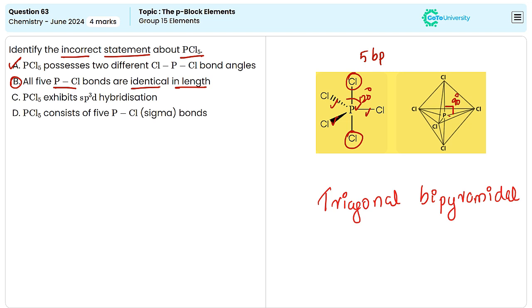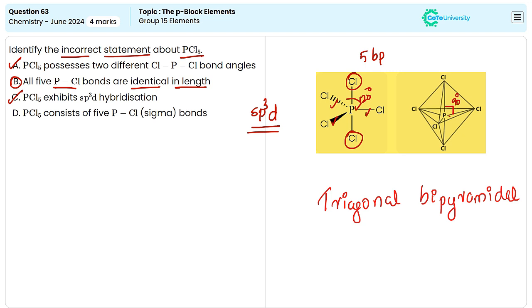In option C, it says PCl5 exhibits sp3d hybridization. This is also correct because in order to make 5 covalent bonds with chlorine atoms, phosphorus has to hybridize one s orbital, 3 p orbitals and 1 d orbital. So the hybridization of phosphorus is sp3d. Hence option C is also correct.